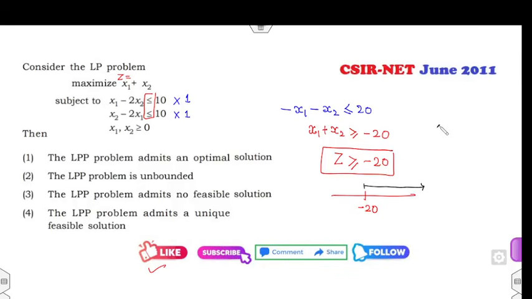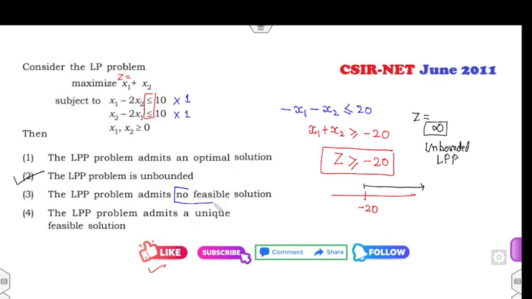What is the maximum value of this one? The maximum value is infinity. So that means, if in any case the value of z is infinity, then we call it an unbounded LPP. Make sure the solution is not unbounded. So the LPP is unbounded.